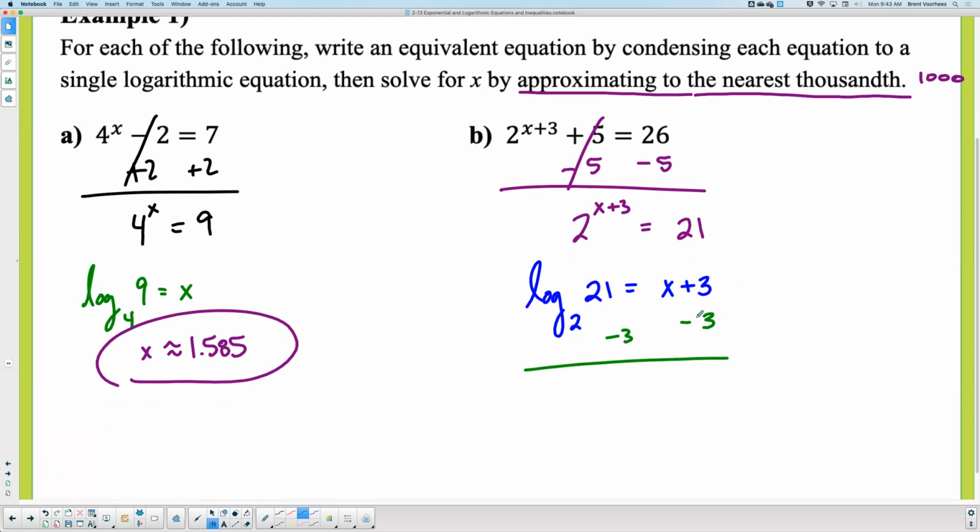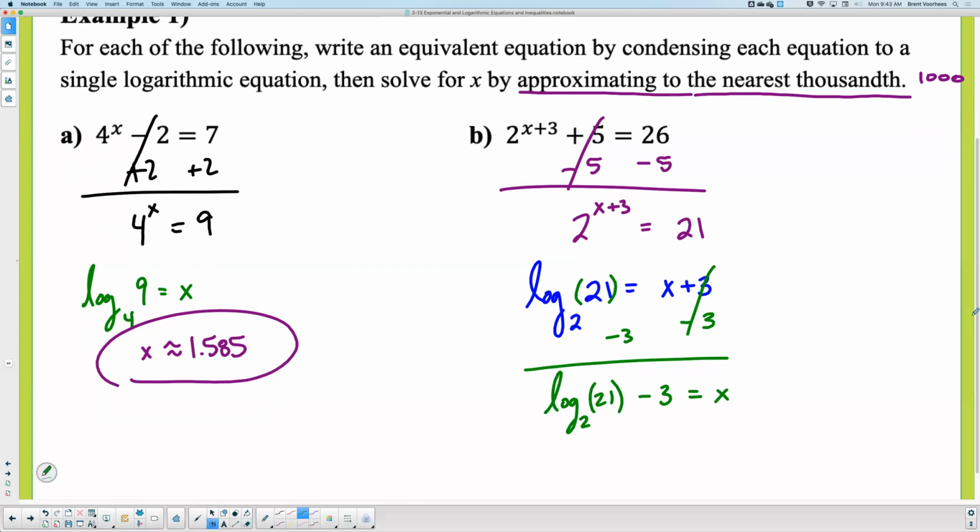Well, to answer that, come over here. When I subtracted this 3, am I subtracting inside of a logarithm? No. So neither will this 3 subtract inside a logarithm. This minus 3 will be on the outside, like a vertical translation. It'll be somewhat equivalent to that. So it'll be log base 2 of 21 minus 3 on the outside like that. That would equal x. Now there's our exact answer.